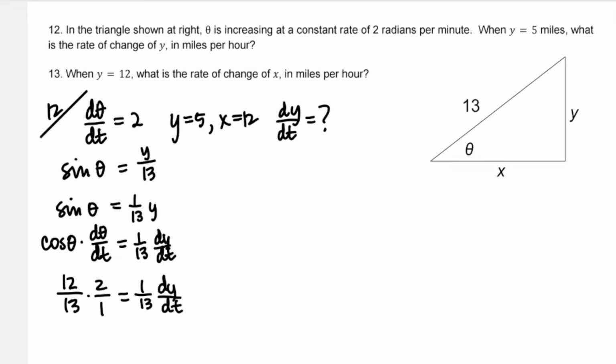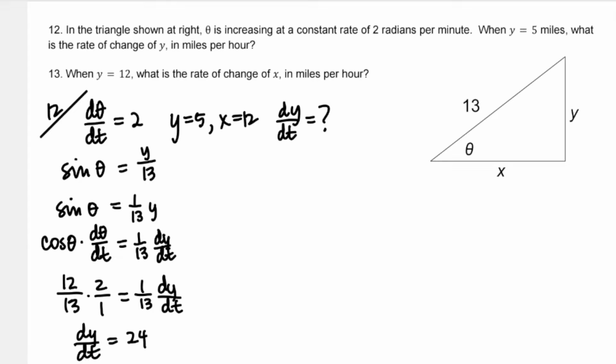And dy/dt is what I'm hoping to solve for, but I'm just looking at this equation and I'm saying, oh, okay, dy/dt is going to have to equal 24. Because of the 13s being the same on the denominator, I need the numerators to be the same, so it's going to be 24 there. So dy/dt equals 24 miles per hour.